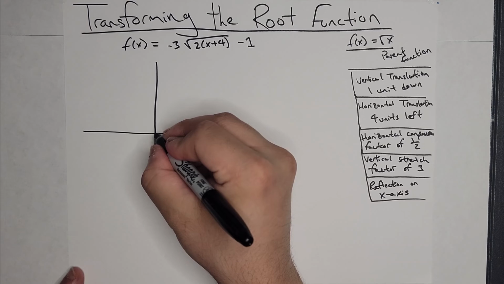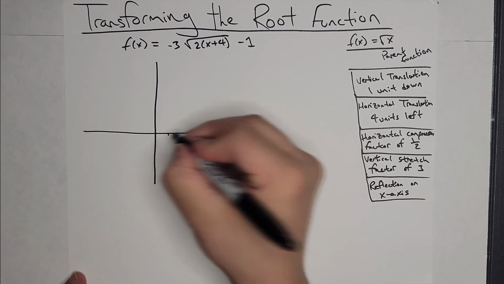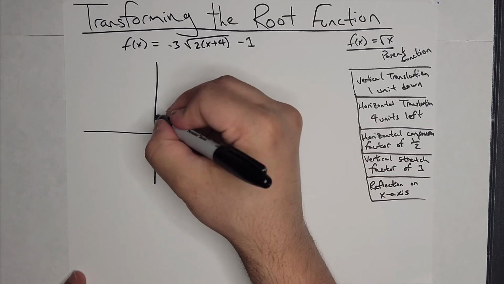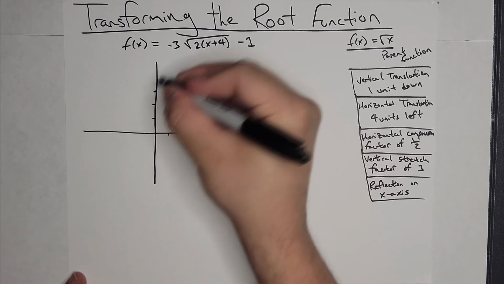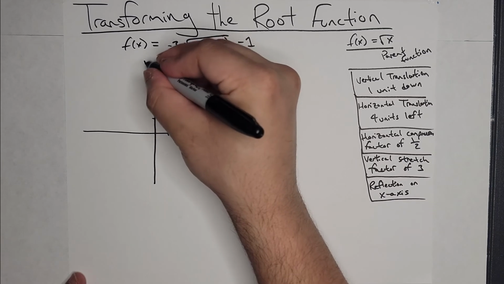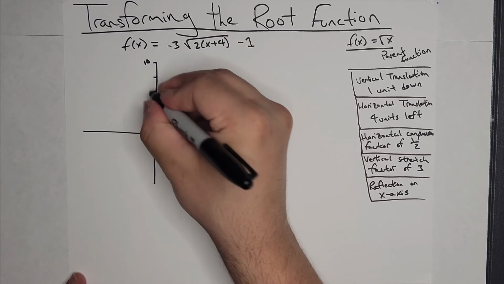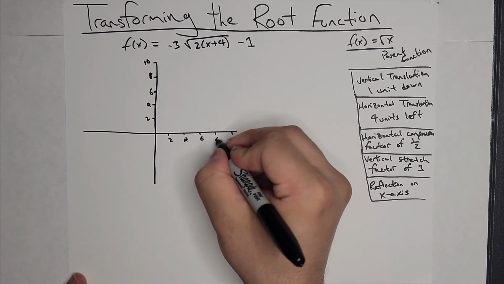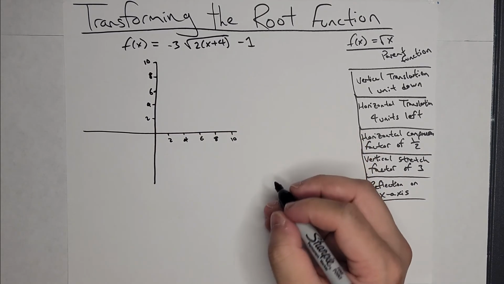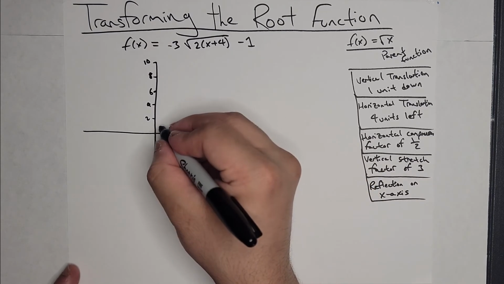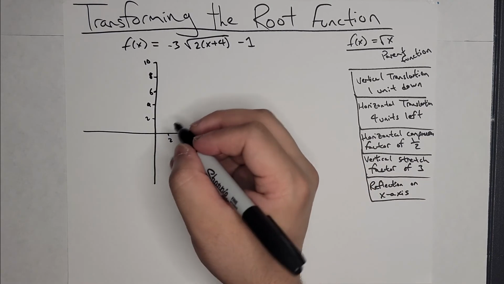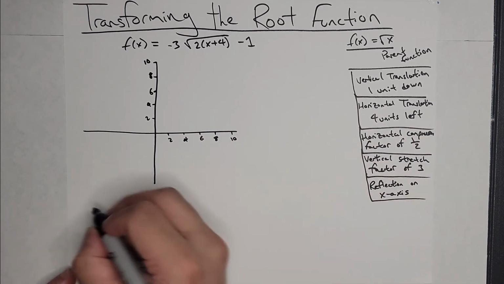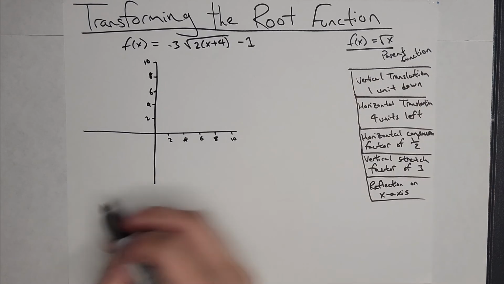So let's put this at 0, and let's do 2, 4, 6, 8, 10. 2, 4, 6, 8, 10. So we know that our original function is going to look something like this. This one right here, f of x.